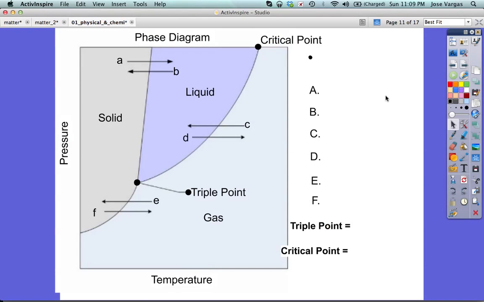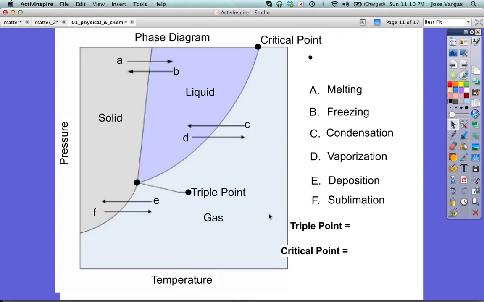Now this is something called the phase diagram. And we can see our three phases here: solid, liquid, and gas. We know that going from something solid to something liquid, we call it melting. And going from liquid to solid, we call it freezing. Going from gas to liquid, condensation. From something liquid to something gas, vaporization. And our two new words: going from gas to solid, deposition, and going from solid to gas, sublimation.